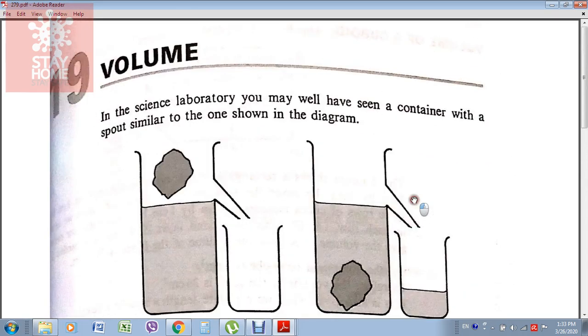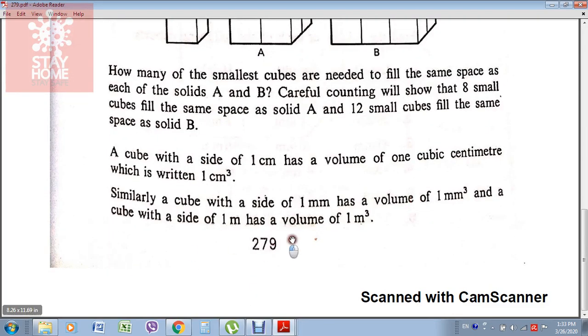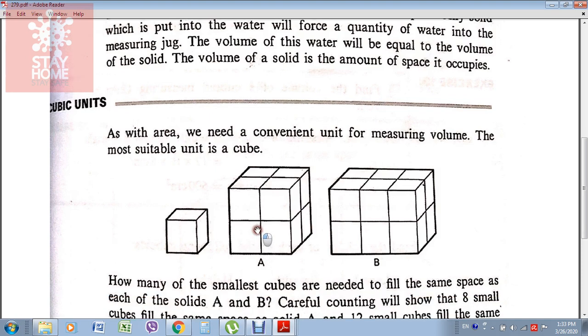Now what is the cubic unit? You can see this on page number 279. Cubic units. As with area, we need a convenient unit for measuring volume. The most suitable unit is the cube. Cube is basically a shape with all three sides equal. In the square there are two sides, length and width, but in the cube there are three sides.